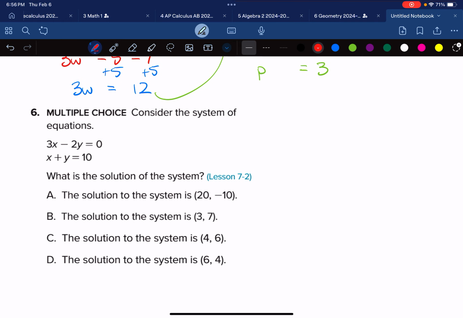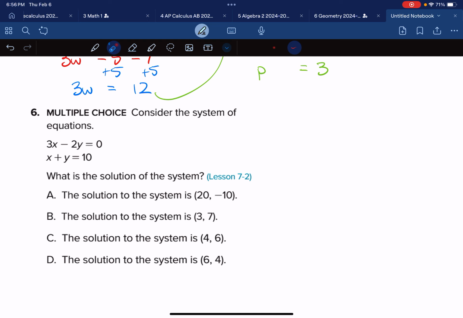And number 6, we need to consider these equations. What is the solution? I'm noticing in this one, it is still referencing 7-2, but I'm noticing that I don't want to do substitution because my variables line up. My x's are there, my y's are there, my numbers are there. I can literally just add these together and nothing is going to happen because I'll have to get 4x and a negative y. I need to multiply one of these equations by something in order to use elimination.